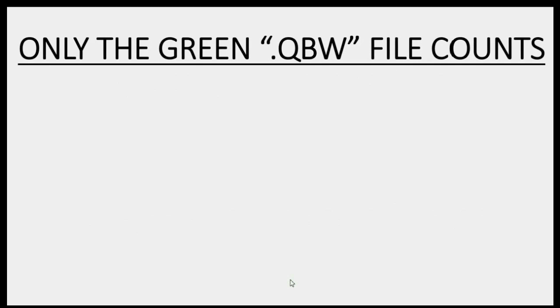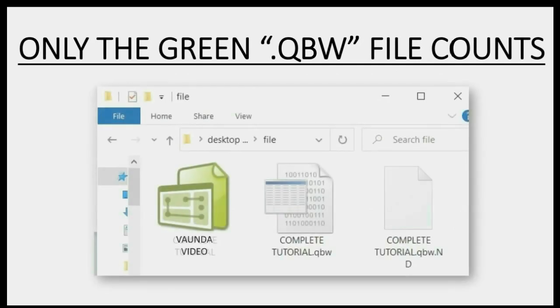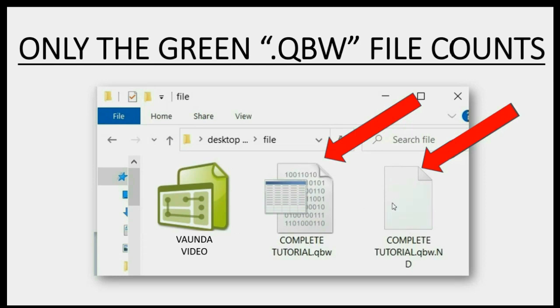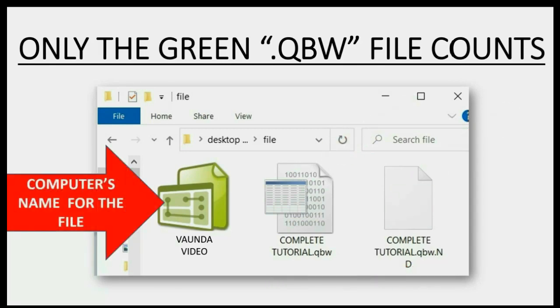Now, when you look at your file in the folder, you may notice that for every file you create, there's a green file with the name that you put, and there are other files that come along with it. You can ignore the other files that come along with the green file. They're just extra data that the computer uses to process when you use QuickBooks. But it's the green file that's the important one, and that's the only one that you have to back up and copy.